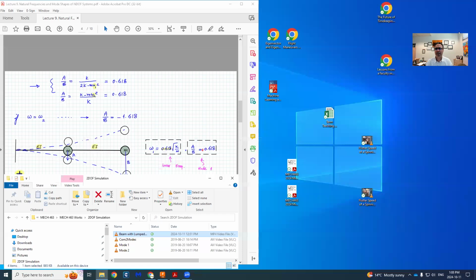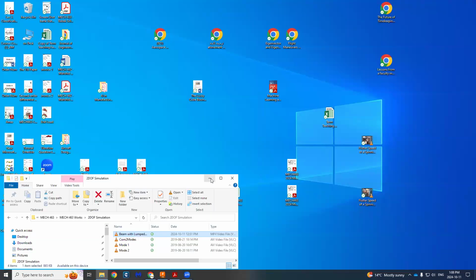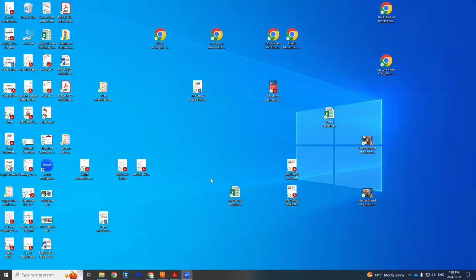All right. I hope it was useful. I'm just going to hide that one. I hope it was useful. As you saw, we demonstrated how we can find the natural frequencies and mode shapes of a simple system.